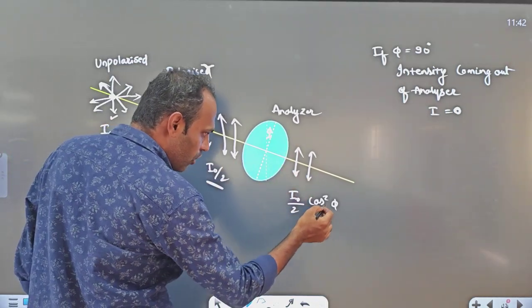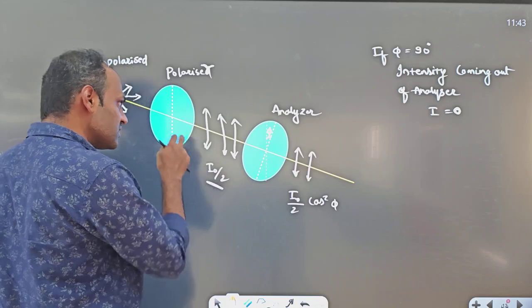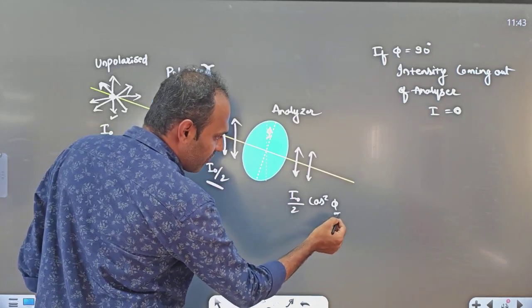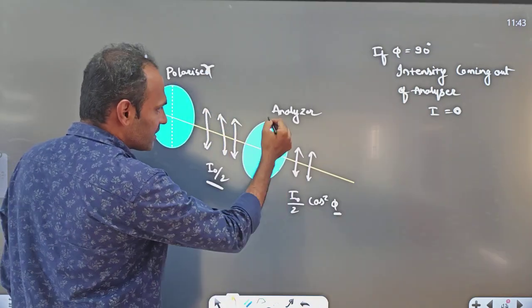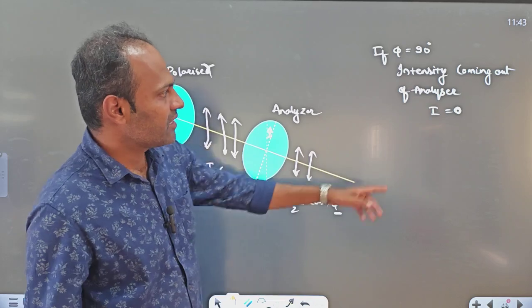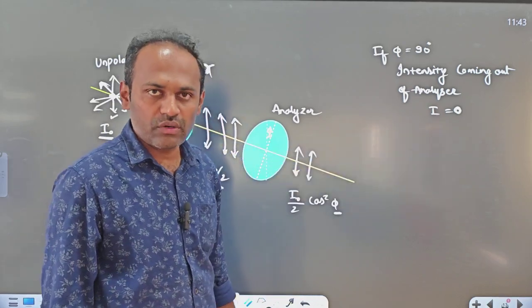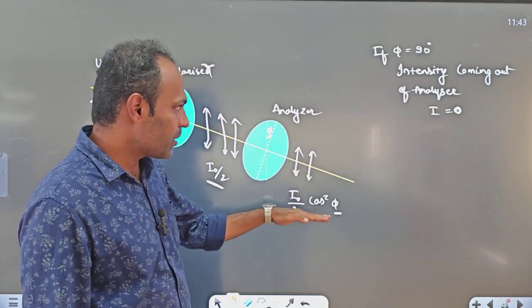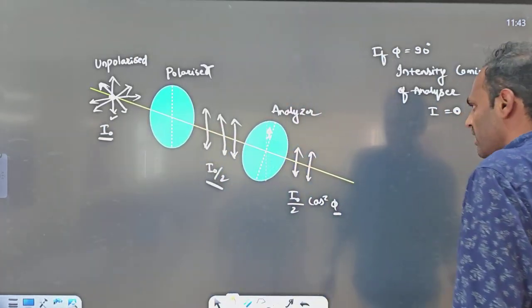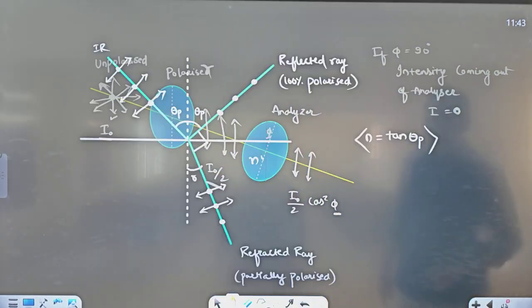It will be I naught by 2 cos square phi. I naught by 2 is the intensity coming out from polarizer, into cos square phi. So the angle between the axis of polarizer and the axis of analyzer matters, that is phi. If that is 90 degree, then the intensity coming out from the analyzer will be 0, right? So this is the intensity coming out from analyzer. That's all about the relation between the analyzer and polarizer, and how the intensity will come out.